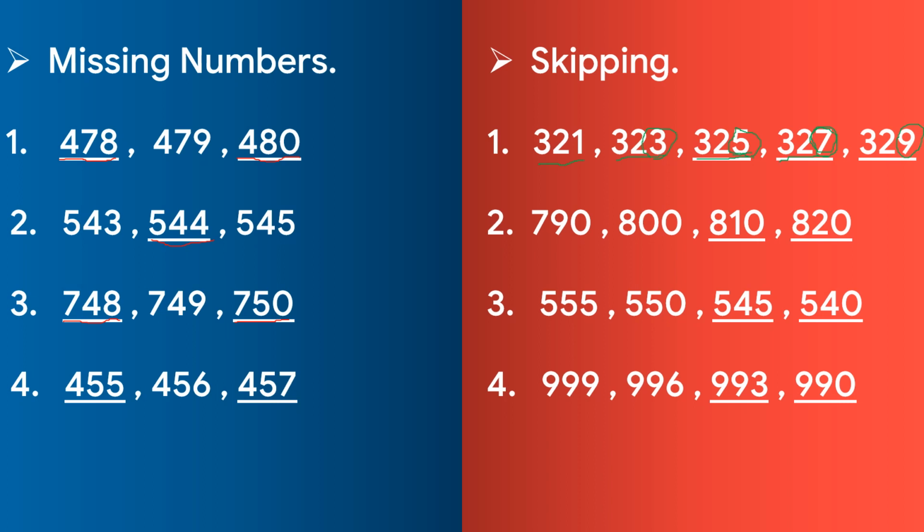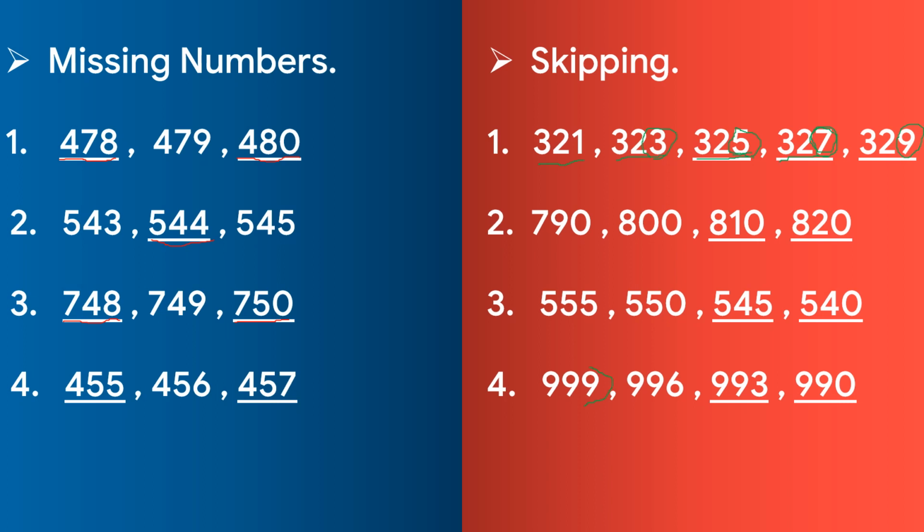Your next series is 999, then 996, then 993. This 993 is considered as the answer. See, in this series, is it forward or backward? It is backward. And by how many digits? By 3. So from the first number 999, you have to subtract 3.